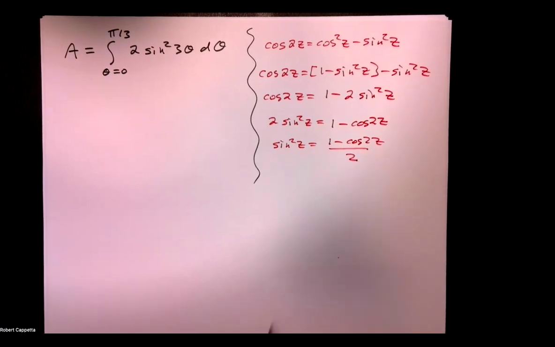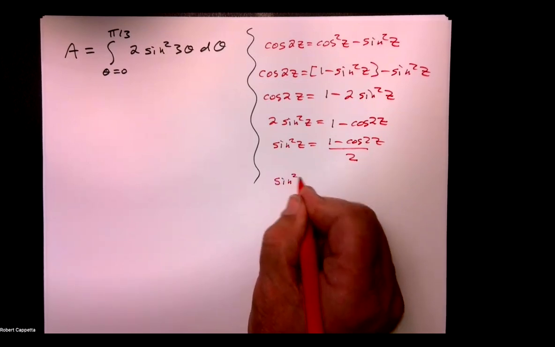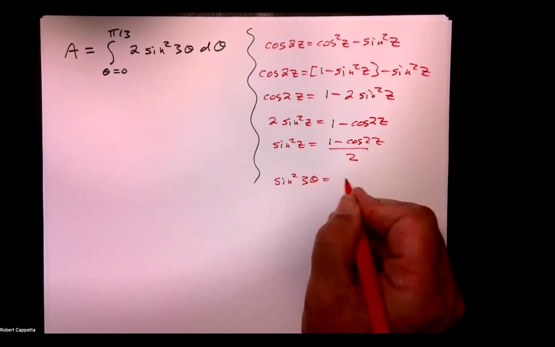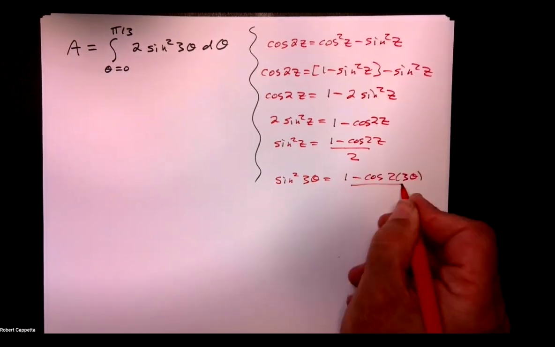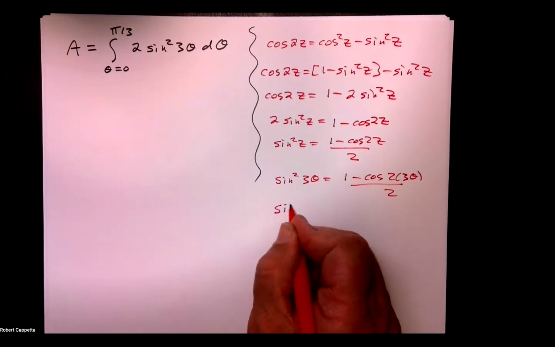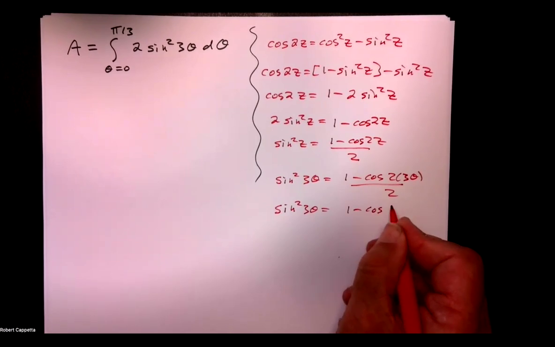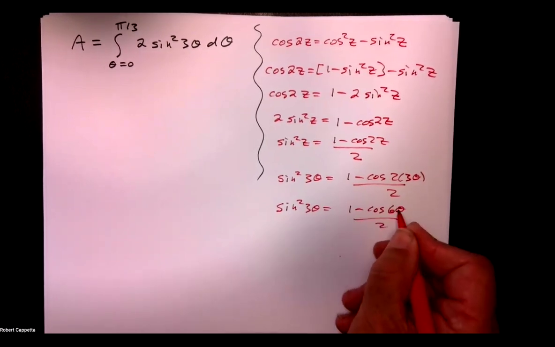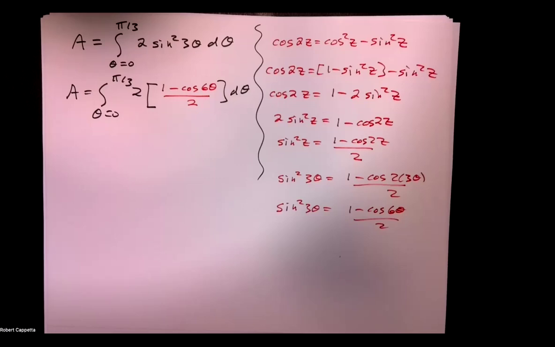But we need z to be 3 theta, so let's make z into 3 theta. So sine squared 3 theta is (1 minus cos 2 times 3 theta) over 2, which gives me sine squared 3 theta is (1 minus cos 6 theta) over 2. That'll be our substitution for that part of the problem. So let's go ahead and make that substitution. So the substitution is done. You'll notice the 2 divided by 2 divides out.